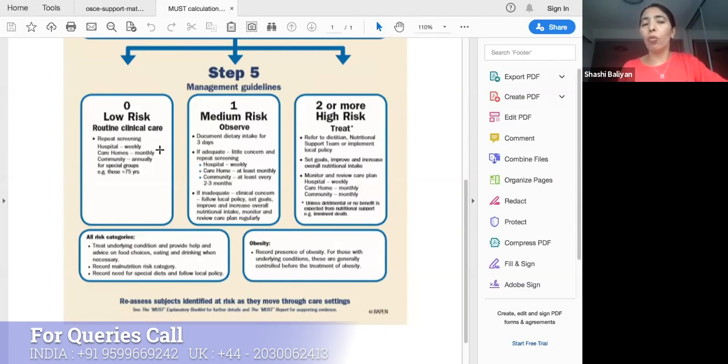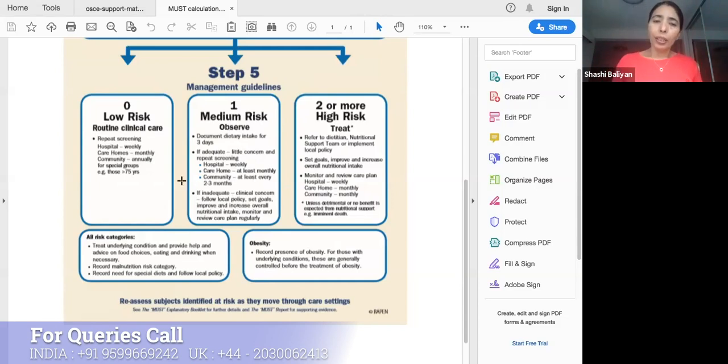If they are in the care home, you do it on a monthly basis. And if they are in a community setting, then you can just do an annual basis, unless something suddenly changes. And for medium risk, again, you are just going to decrease the time limit, but otherwise you are just going to observe. And if it is a score of 2 or more, then you are going to treat them.